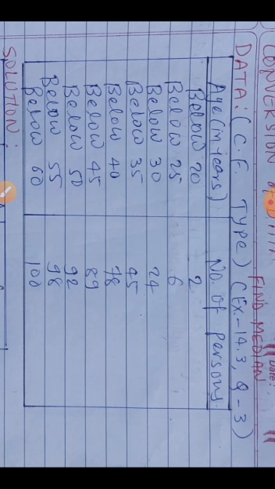Why cumulative frequency? Because below 20, 2 persons are there, below 25, 6 are there, meaning the first age group is already included in the second one also. The first two groups are already included in the third class or third row also, and the first three rows or first three groups are already included in the fourth one. So frequency is already added up, meaning that is a cumulative frequency.